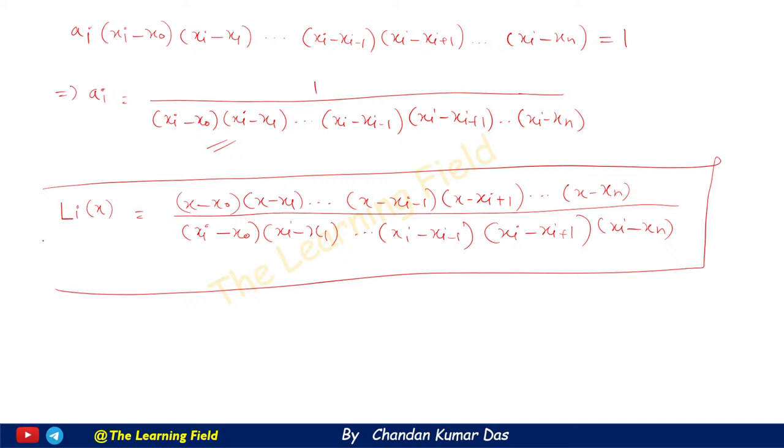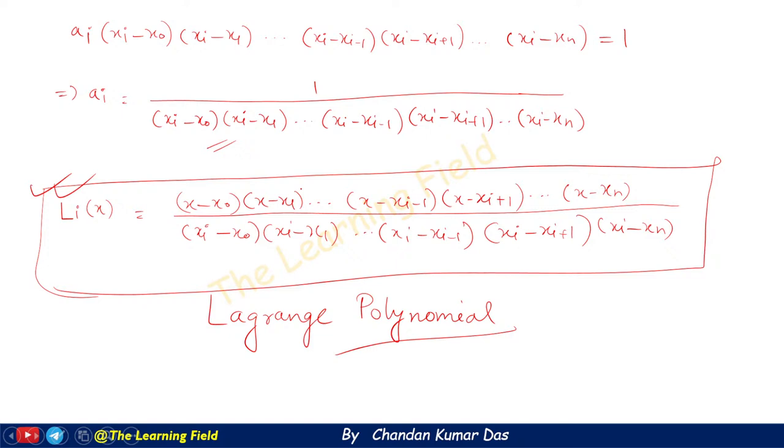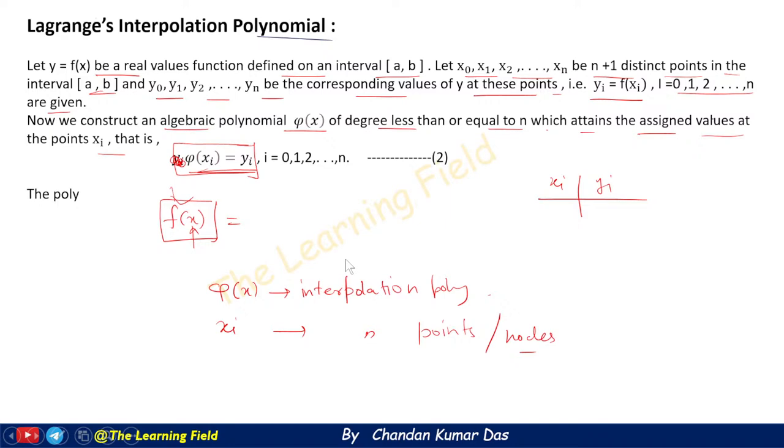This is known as the Lagrange interpolation polynomial. Okay, this Li is the formula. When we are provided some points, we use this formula to calculate the analytical formula. The required Lagrange's interpolation polynomial, which we take as phi(x), now we find the value of phi(x).